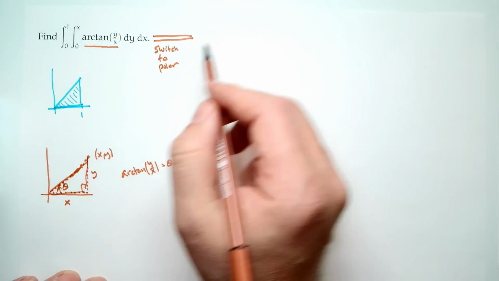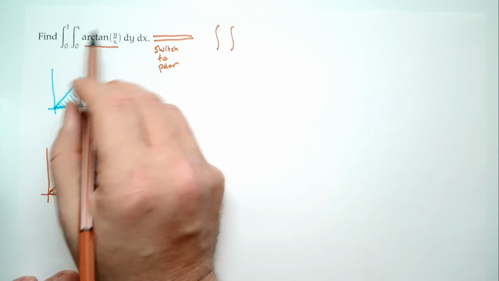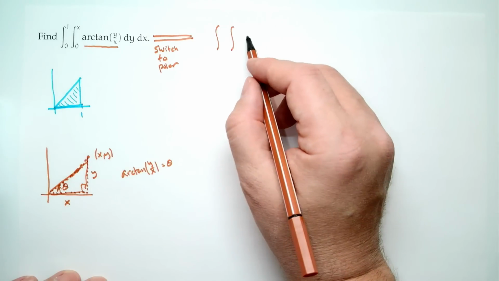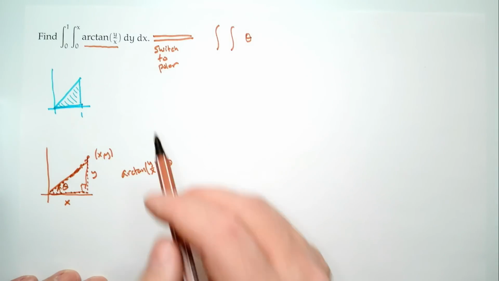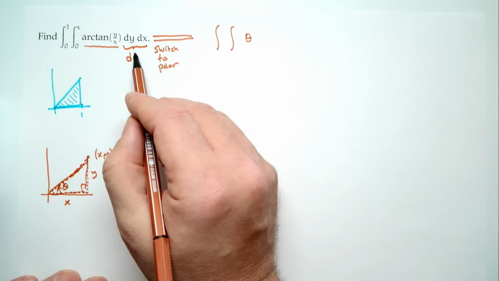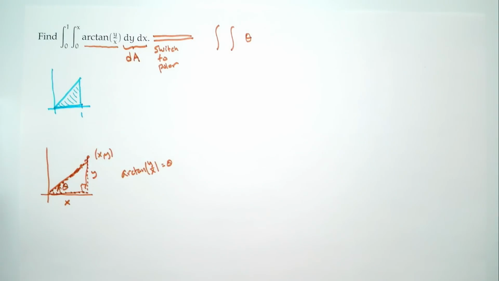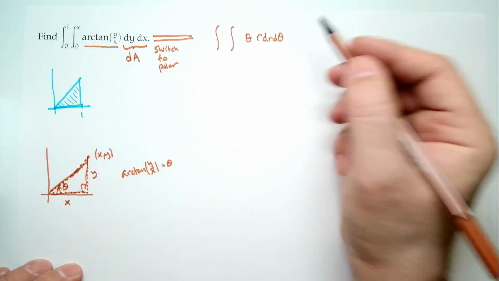Now, there's a couple things we have to do. Really, every integral has three pieces. We've just focused on the function. So that becomes theta. How about dy dx? What will that become? r dr d theta. Because dy dx, that's like our bit of area, change in area. And in polar coordinates, that corresponds to r dr d theta. Okay.